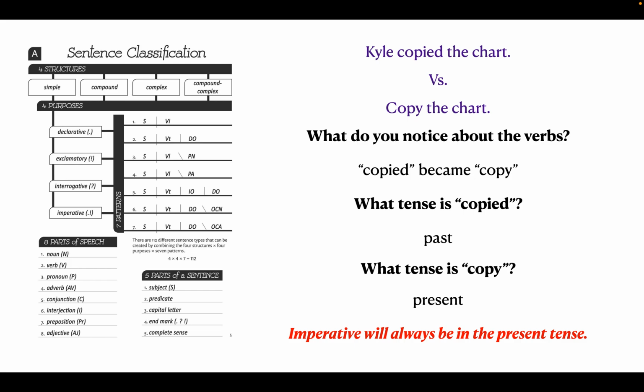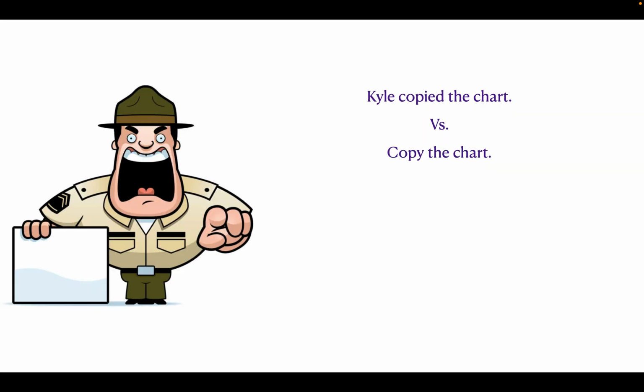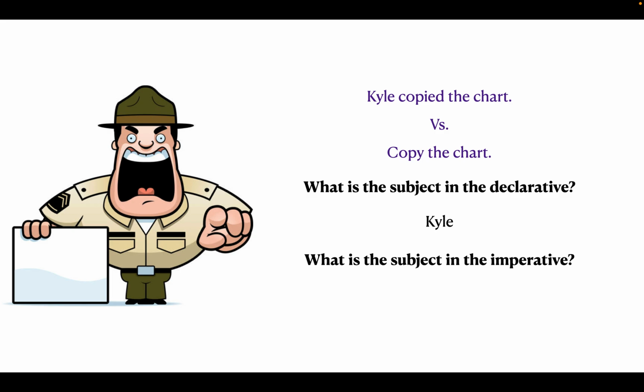So let's look at the subjects of the sentence. So Kyle copied the chart versus copy the chart. What is the subject of the declarative sentence? That's right, it's Kyle. What is the subject of the imperative? When you look at it, it doesn't really look like there is one, but the subject of an imperative sentence is always implied you.